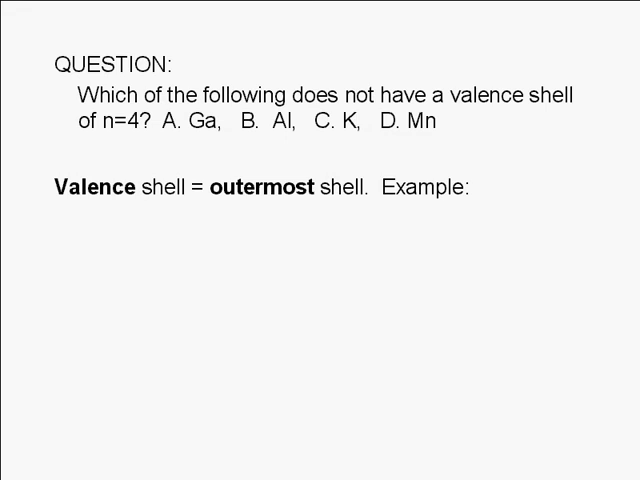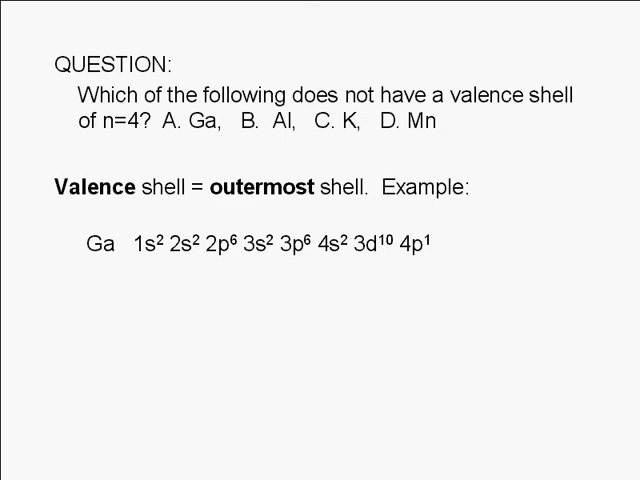This is the shell whose electrons are, on average, farthest from the nucleus. The larger the quantum number n, the farther from the nucleus. For example, the electron configuration of gallium is 1s2, 2s2, 2p6, 3s2, 3p6, 4s2, 3d10, 4p1.